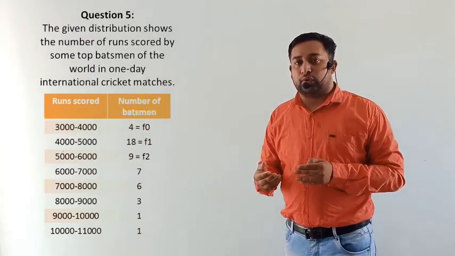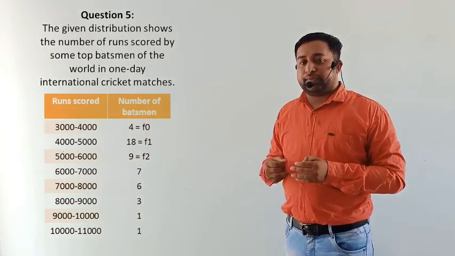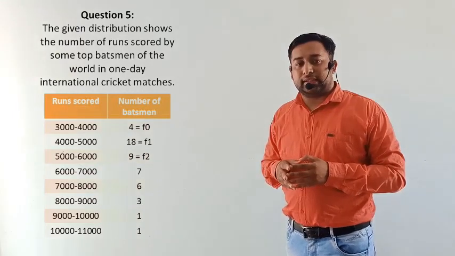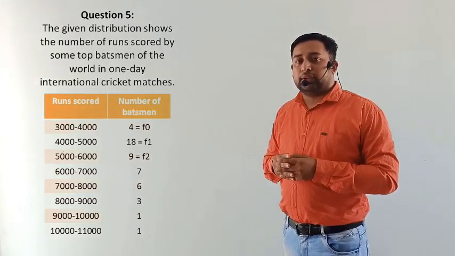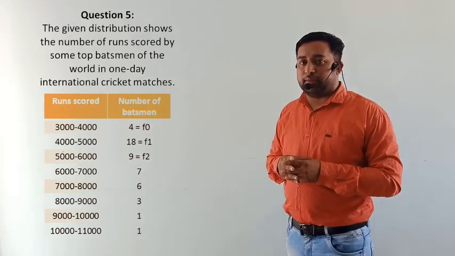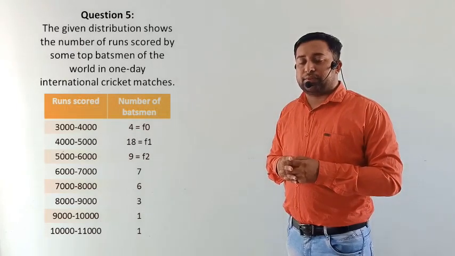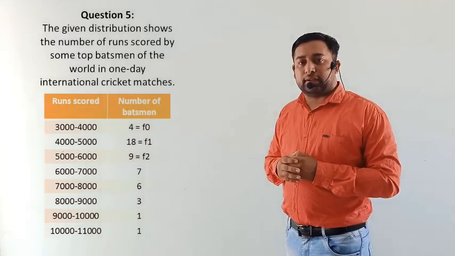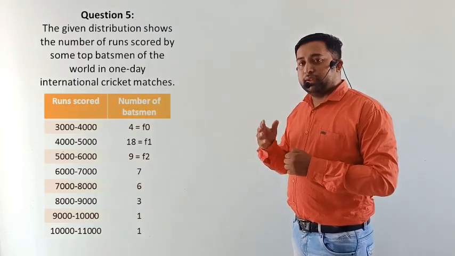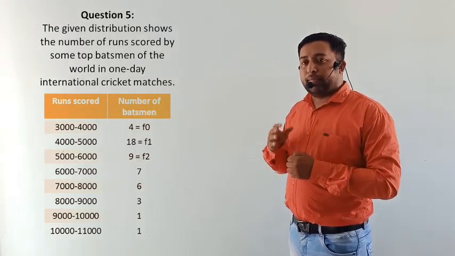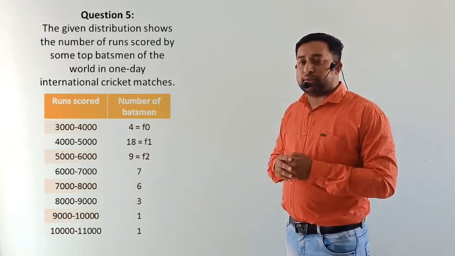Preceding frequency 4 will be our F0. Next frequency 9 is our F2. Our modal class is 4000 to 5000. So 4000 will be our L, the lower limit of the modal class. Substituting, let's check our class length. We need to find our class length: 3000 to 4000, upper limit minus lower limit, 4000 minus 3000, 1000; 5000 minus 4000, 1000.